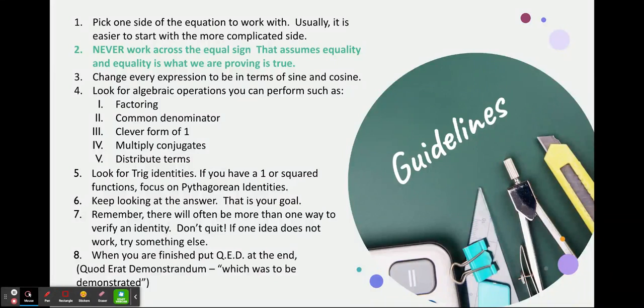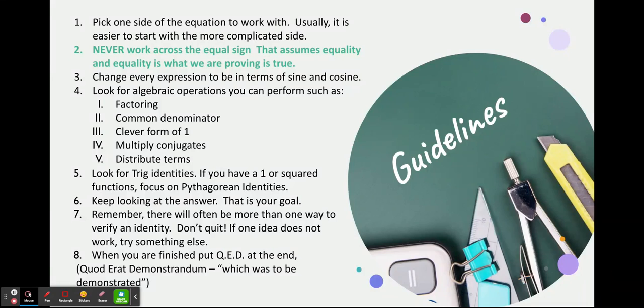Number 3, change every expression to be in terms of sine and cosine. So if you have nothing else that you can think of to do, just change everything to sine and cosine and start manipulating there. 4, look for algebraic operations you can perform, such as factoring, finding a common denominator, multiplying by a clever form of 1, because remember you can multiply by 1 and not change the value, multiply by conjugates, which is another way of multiplying by a form of 1, distribute terms.